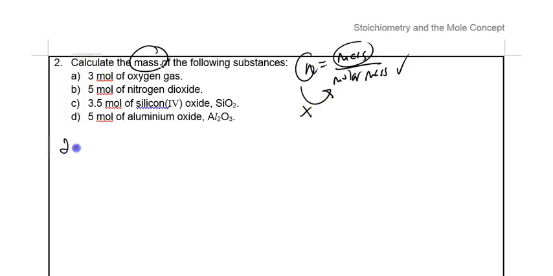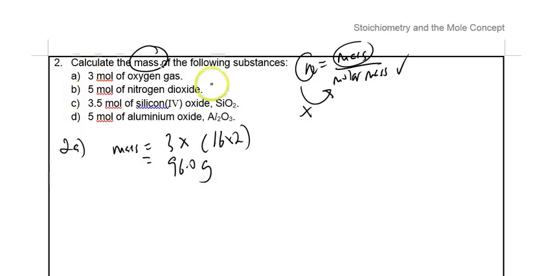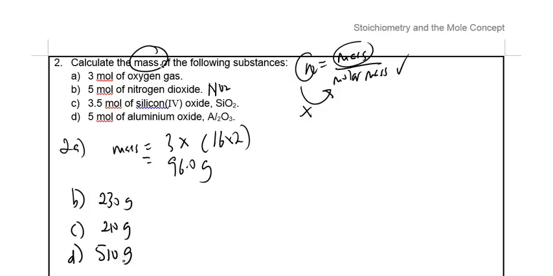So for example, 2A, we have 3 moles of oxygen gas, so the mass would be simply number of moles multiplied by molar mass, which is 16 times 2, and we will get 96.0 grams. If you do likewise for the rest of the questions here, NO2, SiO2, Al2O3, for part B you should have 230 grams, part C you should have 210 grams, and part D you should get 510 grams.